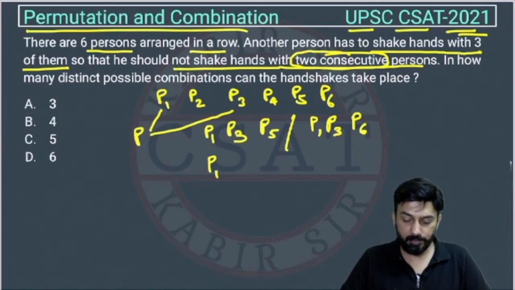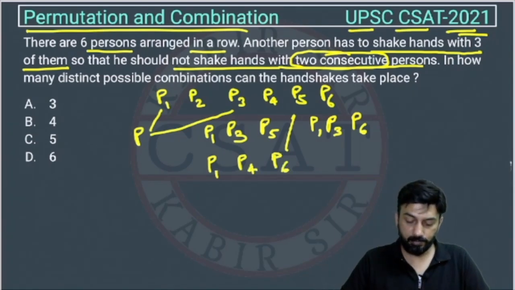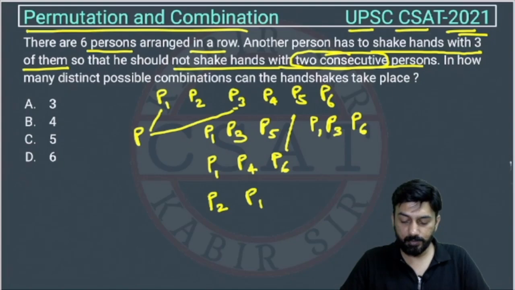Suppose he is leaving P3 and now shaking hand with P4 and then with P6, because with P5 he cannot shake hand. What is the other possibility? The other possibility is shaking hand with P2, then he cannot shake hand with P3. Then he will shake hand with P4 and then with P6. And suppose he is shaking hand with P3 first, then he will shake hand with P5, but there is no other person. So these are the only possible cases.